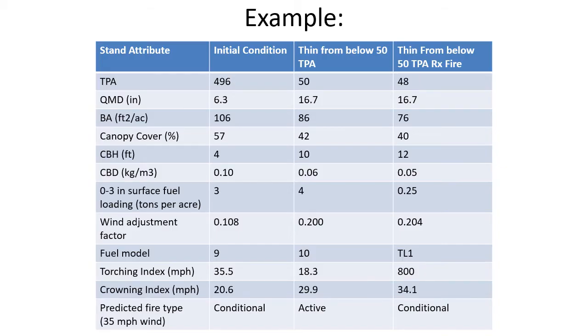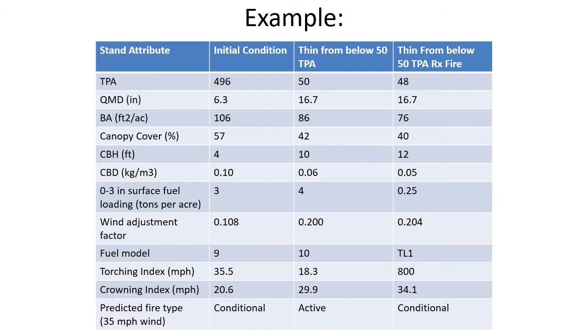So now here's our example again, but we're going to tack on our fire behavior stuff. You can see how the fuel model has changed and how that's going to have some implications for the torching and crowning index, which are two ways to quantify basically the torching or crowning hazard. And later on in this lecture, I'm going to talk about those in more detail. But those are pretty common metrics to assess fire hazard. And then also we've got our predicted fire type under a 35-mile-per-hour wind.